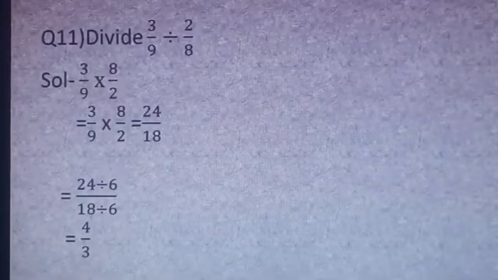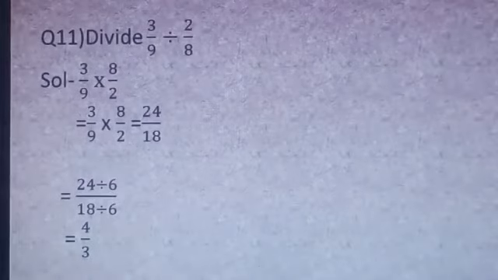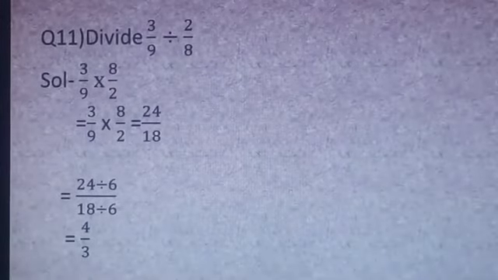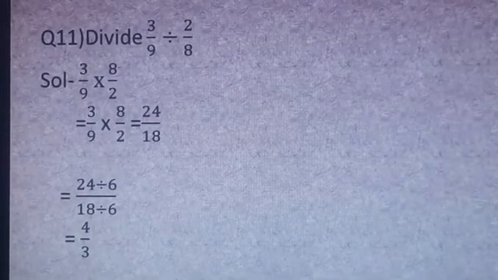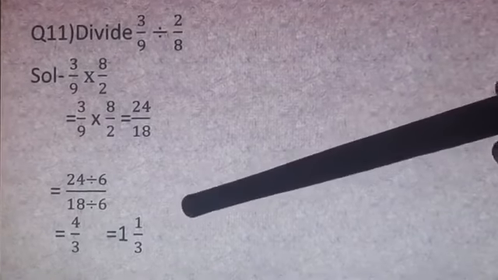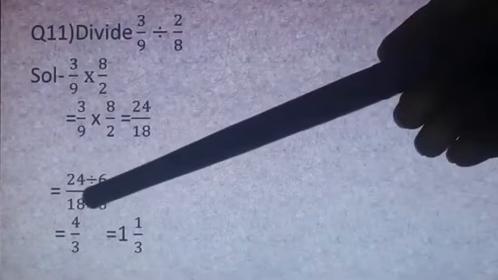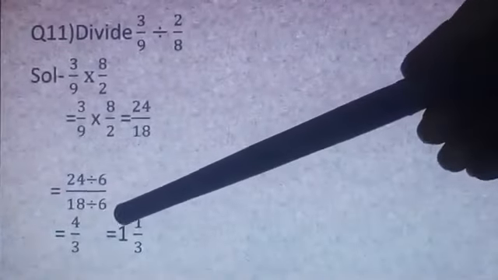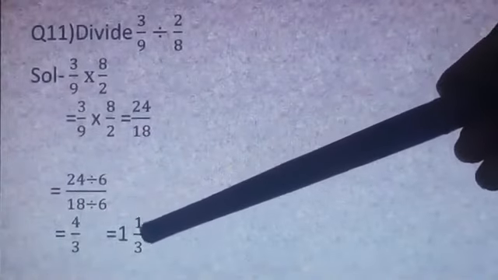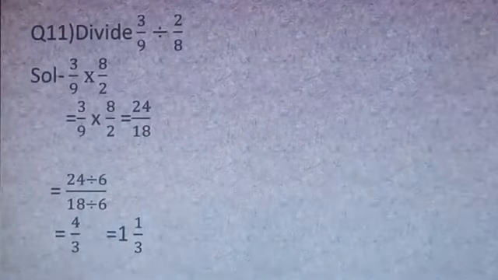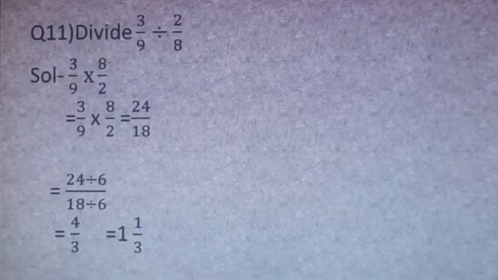Now 4 upon 3 it is a improper fraction. So we will convert it into mixed fraction also. So it will become 1 whole 1 upon 3. When you are dividing 4 with 3, quotient will be 1, remainder will be 1 and divisor will be 3 only. So it is Q whole R upon D.